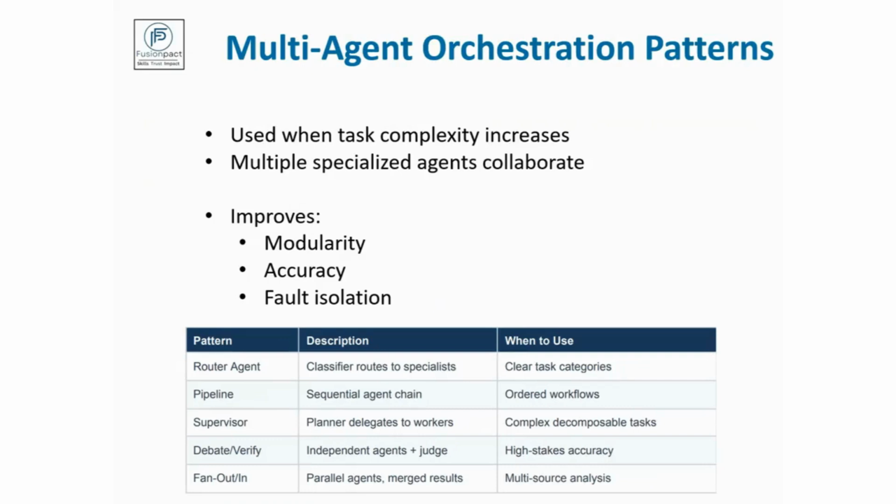Multi-agent orchestration patterns are used when task complexity increases and multiple specialized agents collaborate. It improves modularity, accuracy, and fault tolerance. Here's the table for the same: pattern, description, and when to use for router agent, pipeline, supervisor, debate or verify, and fan out and fan in.